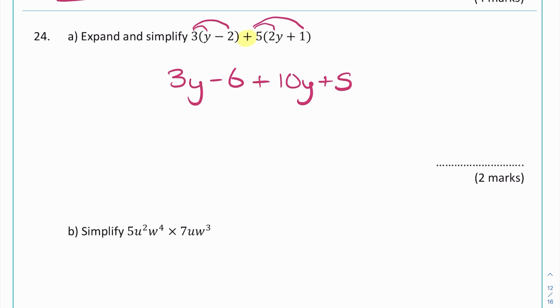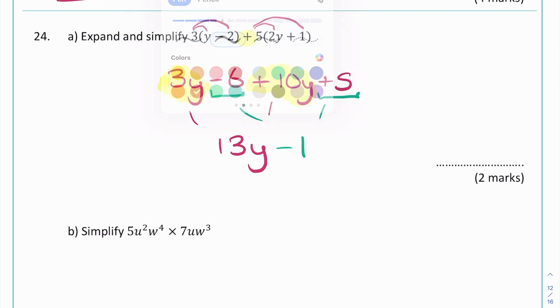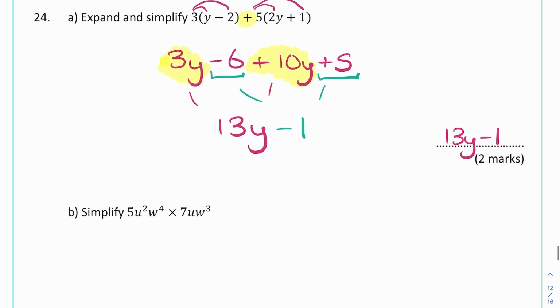Now you just need to collect the like terms. So you have a 3y and you have a plus 10y, or positive 10y. And in total, that would be 13y. And then you also have negative 6 and you have plus 5. Now minus 6 add 5 is minus 1, so 13y minus 1 would be your final answer there. So there we go, 13y minus 1, just being very careful with the symbols.